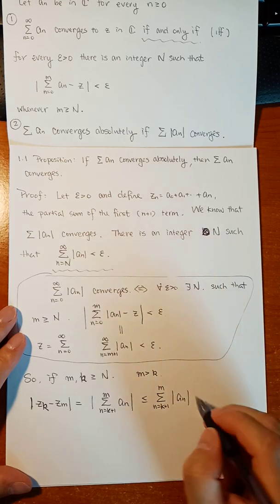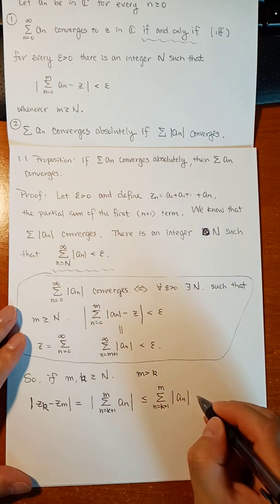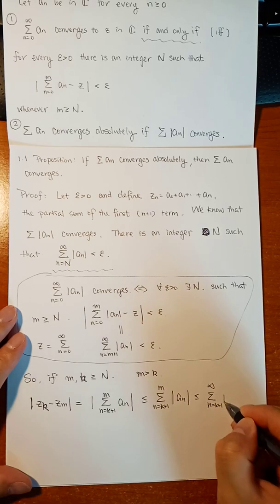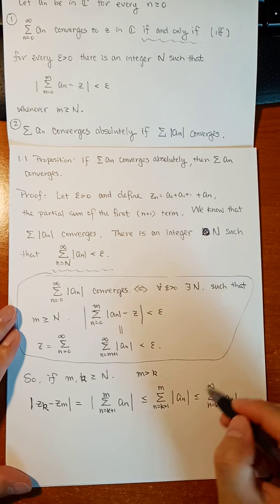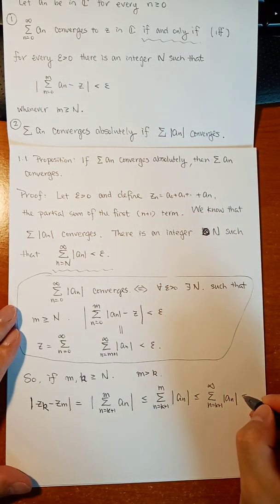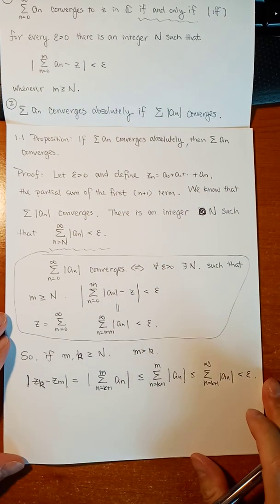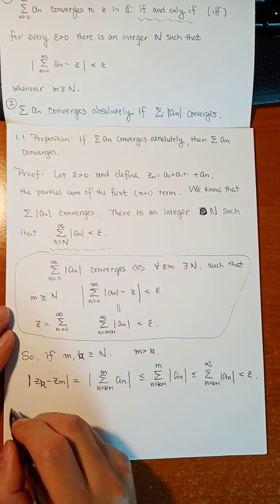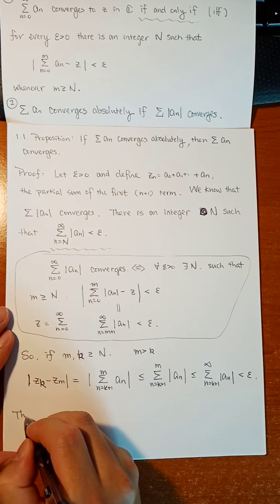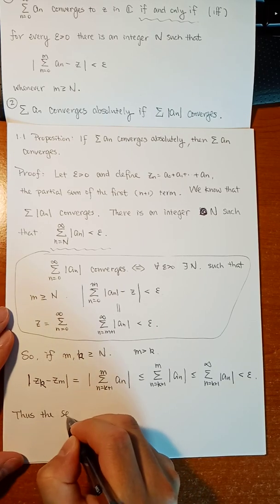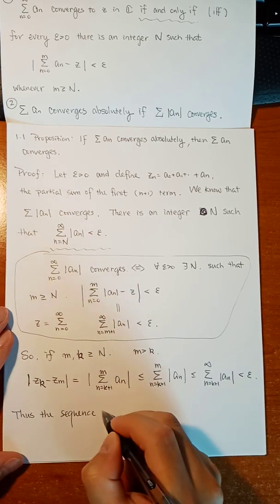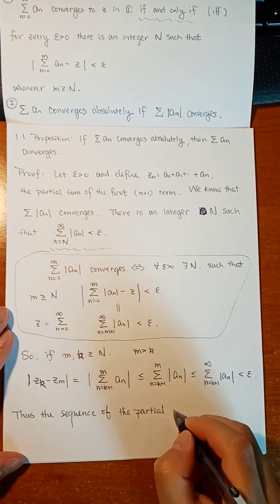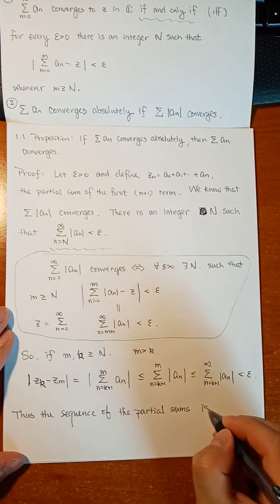Here is the triangle inequality, and then you let m approach infinity. And for this one, we use the conclusion that it is less than epsilon. So what do we get? We get that the sequence of partial sums, or the partial sum sequence, is a Cauchy sequence.